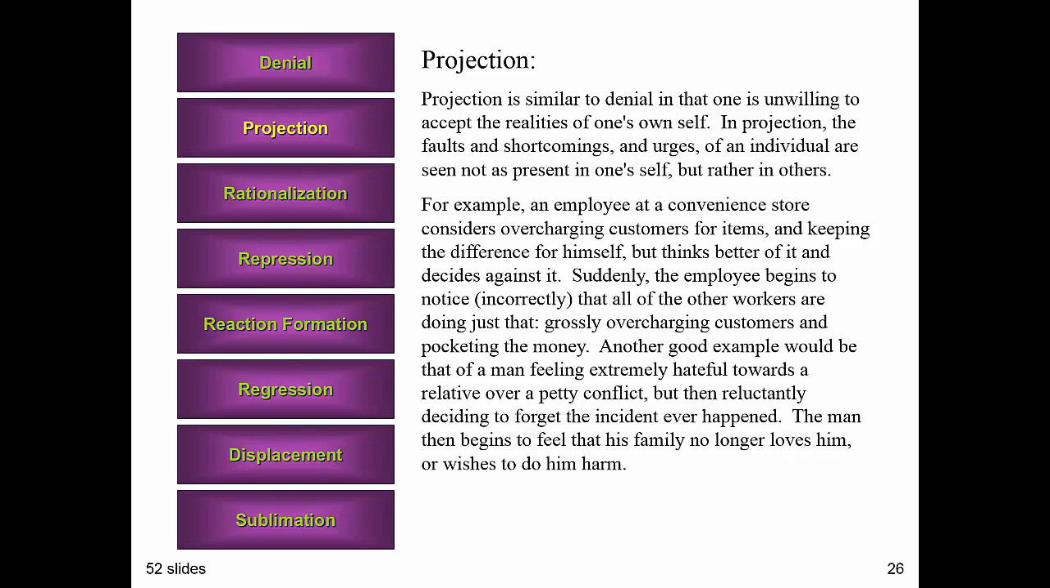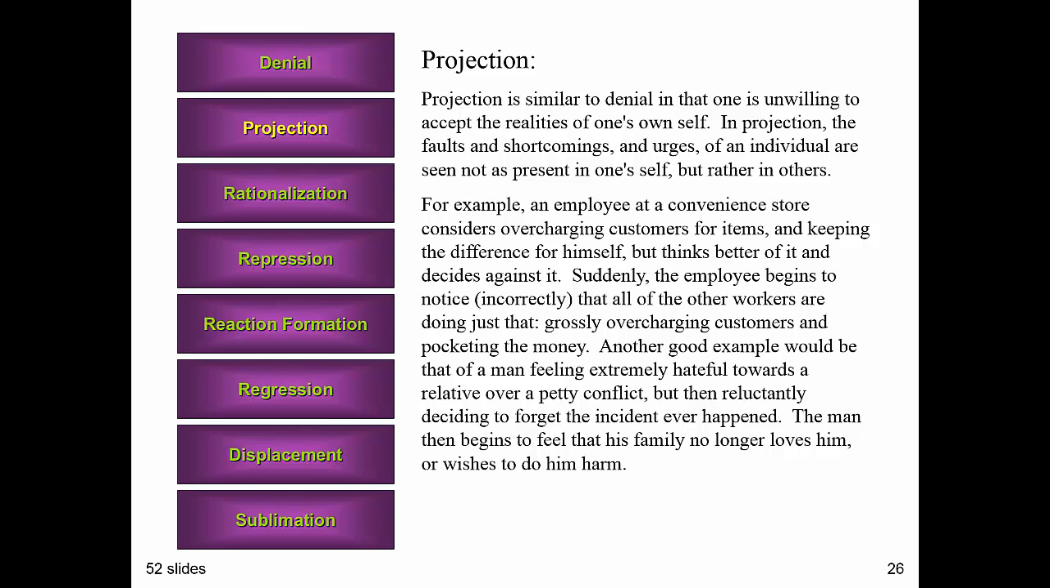For example, an employee at a convenience store considers overcharging customers for items and keeping the difference for himself, but thinks better of it and decides against it. But his ego is upset because he even thought about that. So in order to reduce the anxiety produced, suddenly the employee begins to notice, incorrectly, that all the other workers are doing just that, grossly overcharging customers and pocketing the money. Makes him feel better, right? But it's not actually happening. He's projecting those behaviors onto another person.